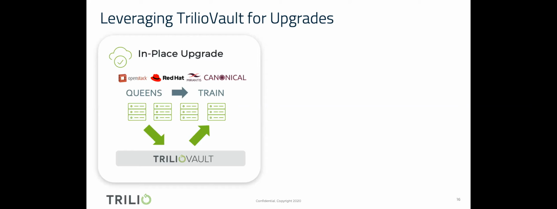Where TrilioVault comes in is it's an OpenStack service that will protect your workloads during these upgrades. You're making a lot of changes in your infrastructure. You want to be able to protect these. So utilize Trilio for safely storing those workloads whilst you have the confidence to go from Queens to Rocky to Stein to Train. And that's multiple maintenance windows just there.